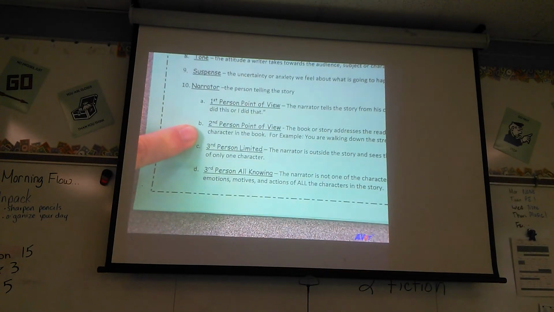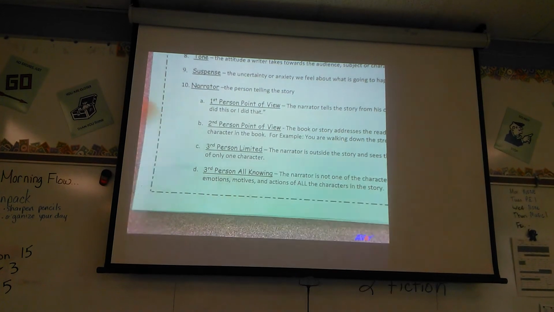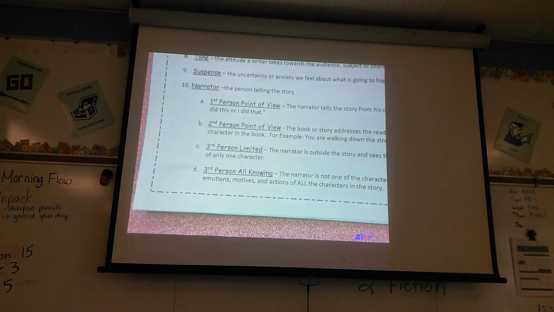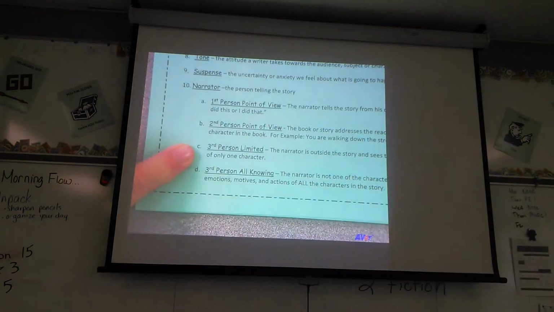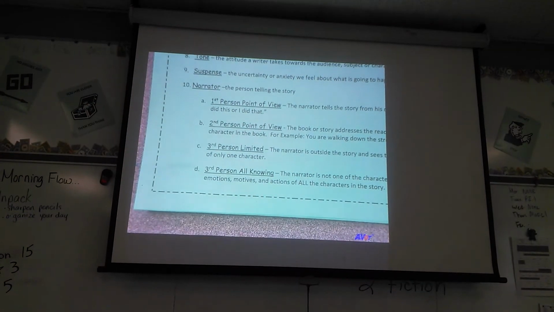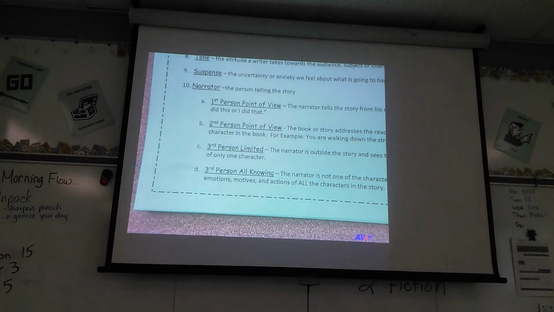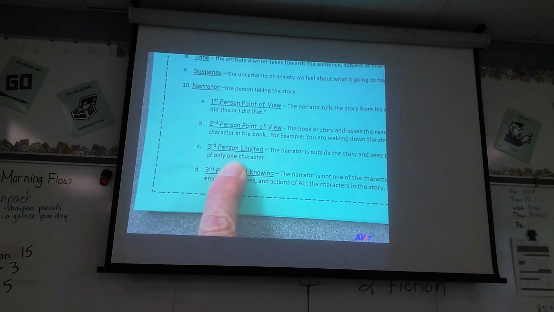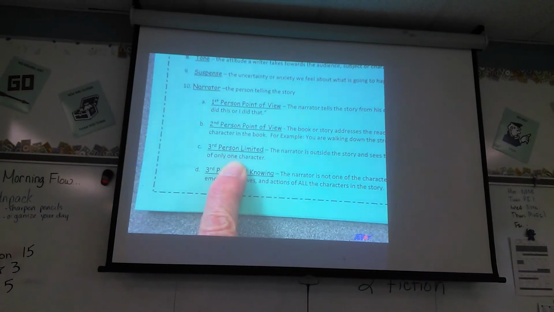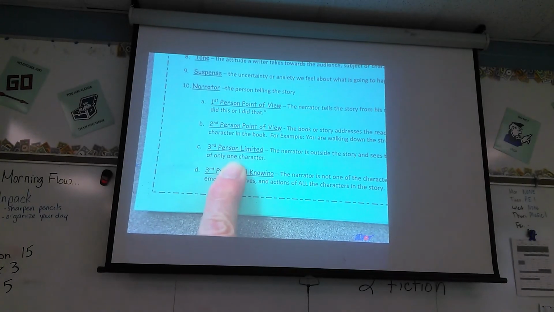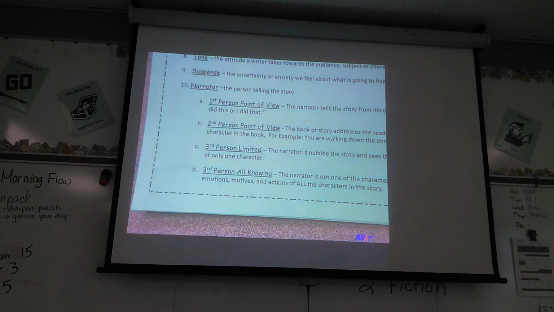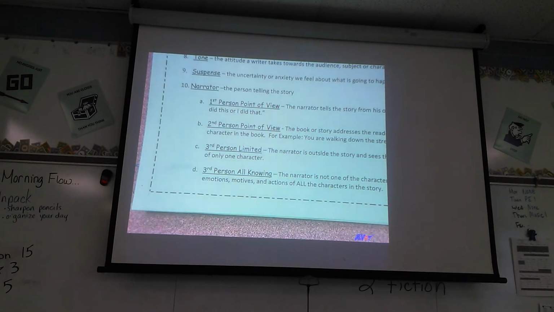Second person point of view is when the book is being written and it's saying you are walking down. Third person limited, the narrator is outside of the story and sees the events through the eyes of only one character, so how that one character interprets things. That's how Front Desk is this. Third person limited. We're not hearing I, right? We're just hearing Mia. Third person, all-knowing, that's when we're in everybody's head.